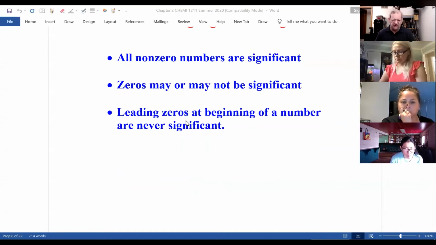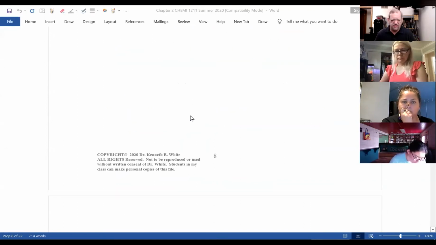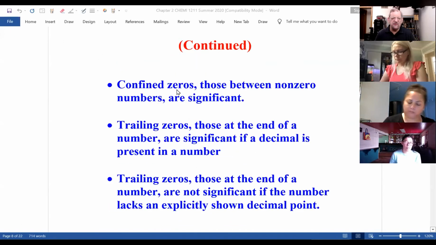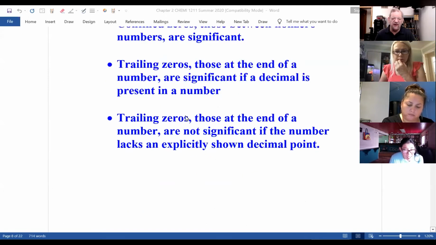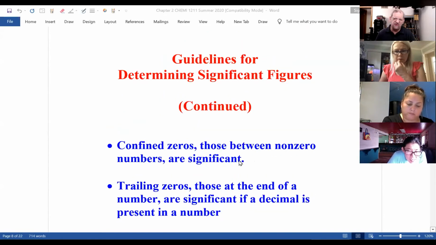All right, leading zeros at the beginning of the number are never significant. Confined zeros, those between non-zero numbers, are significant. Now, trailing zeros, those at the end of a number, are significant if a decimal point or decimal is present in the number. Trailing zeros are not significant if the number lacks an explicitly shown decimal point. Let's go through this again.